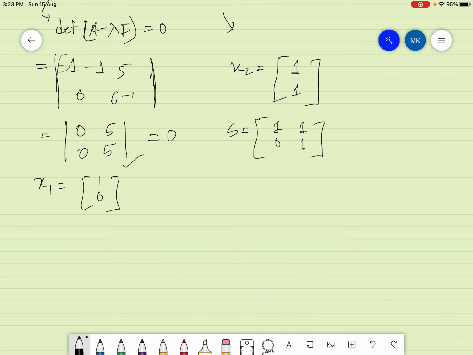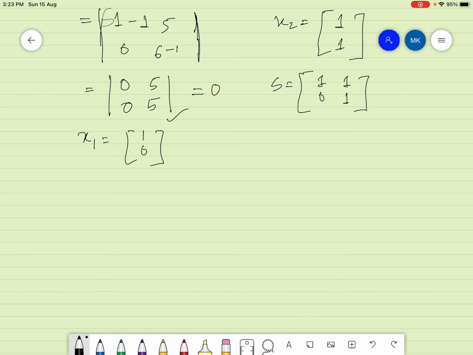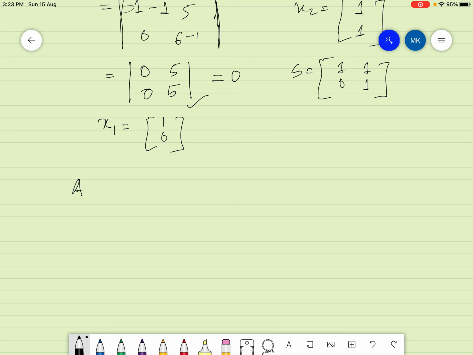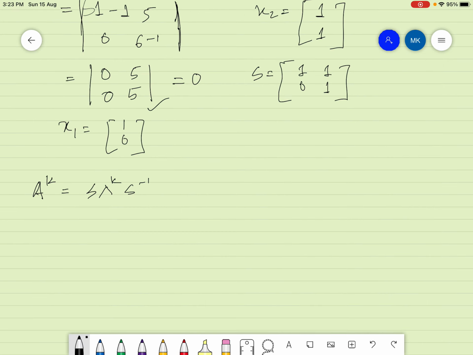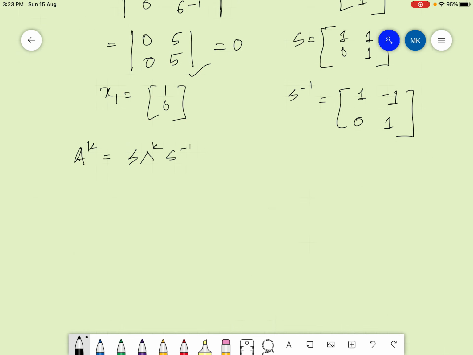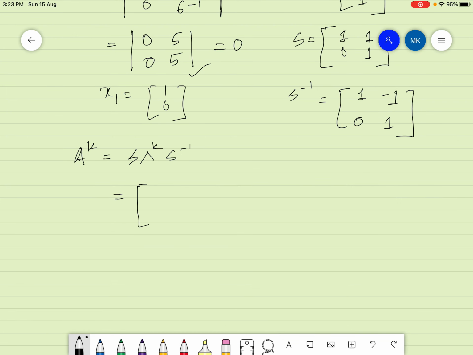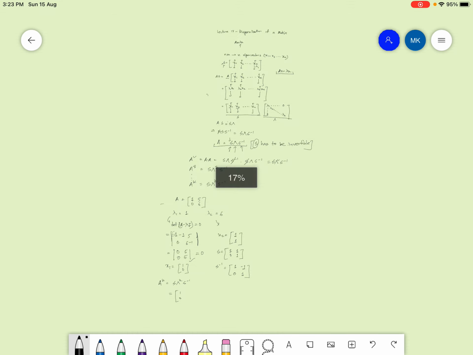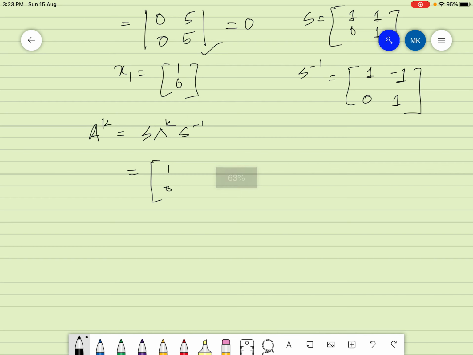So the power of A, A to the power k, would be S lambda to the power k S inverse. So S inverse from this matrix would be, the determinant is 1, so [1 0; negative 1 1], so it should be S, [1 0; 1 1], and lambda to the power k.